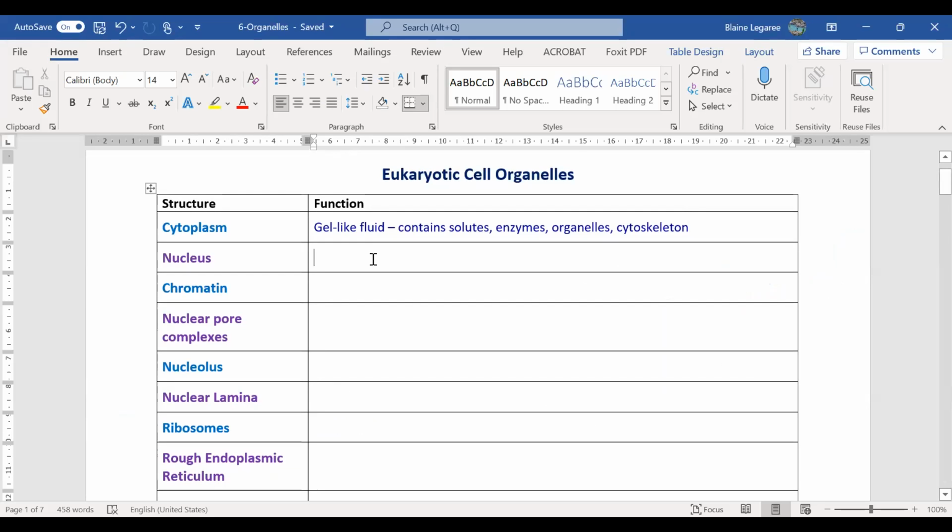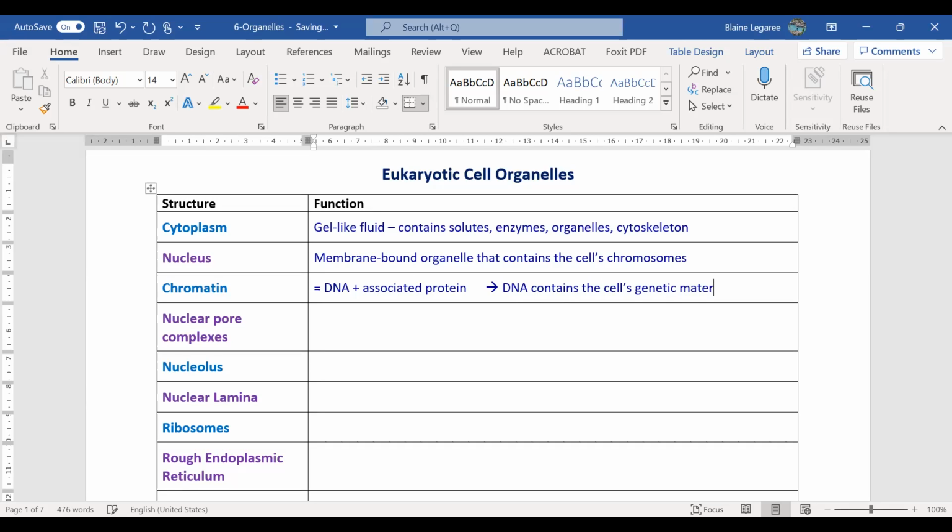Okay, so there's the nucleus, right? So the nucleus is a membrane-bound organelle. And we'll just say that it contains the cell's chromosomes. All right, so chromatin or chromosomes. So this is DNA plus associated protein. And we'll just say that the DNA contains the cell's genetic material or genes, whichever word you want to use. Okay, so hopefully those ones are no surprises to anybody.